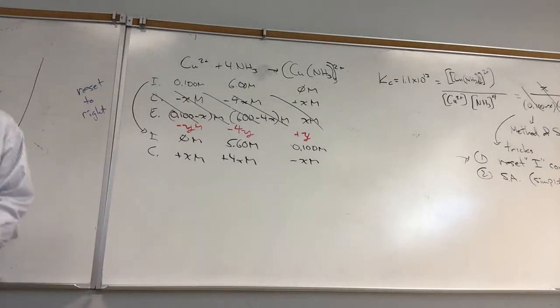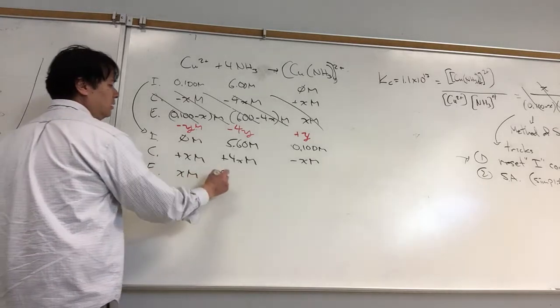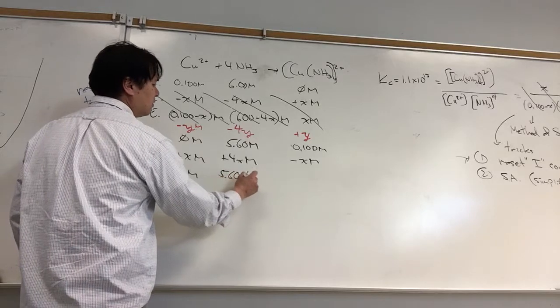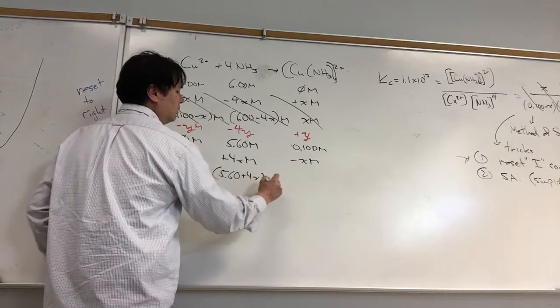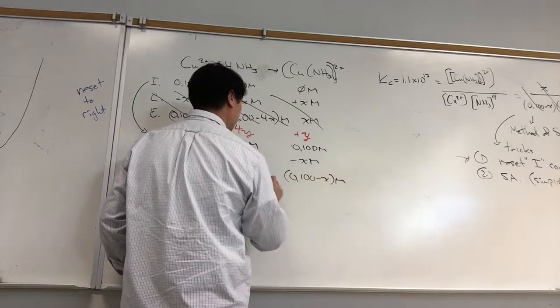But the key here is, did I create or destroy atoms? No, I still have the exact same. So I still have 100 gallons. I can't all of a sudden have 90 gallons. I've got to make sure the total number of atoms is the same. So at equilibrium, I'm going to have x molar, 5.60 plus 4x molar, and then 0.100 minus x molar.